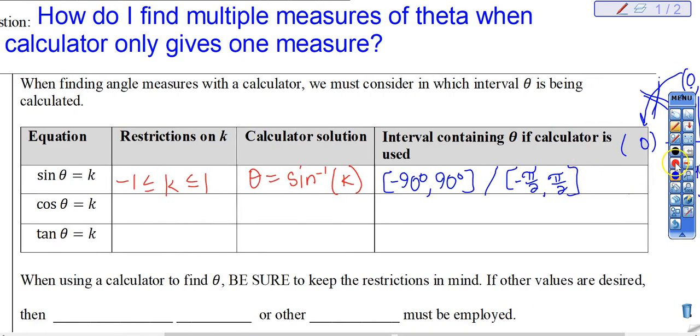Let's talk about cosine. Cosine of theta equals k. Well, what are my restrictions on k when it comes to cosine? Think of the graph.